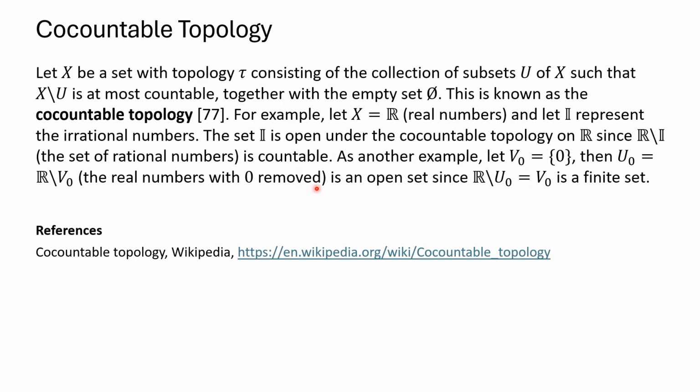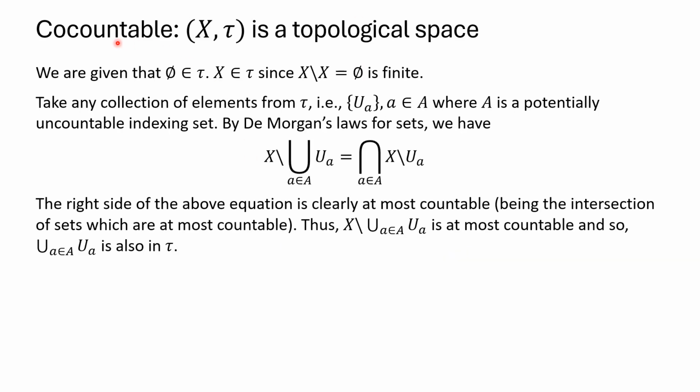But what we want to do next is show that this is a topology. So we'll do that in the next slide or two. That co-countable is a valid topology. We're given that the empty set is in the topology, and the entire space is also in the topology because the complement of X is just the empty set. So we have that. Next, let's look at the unions.